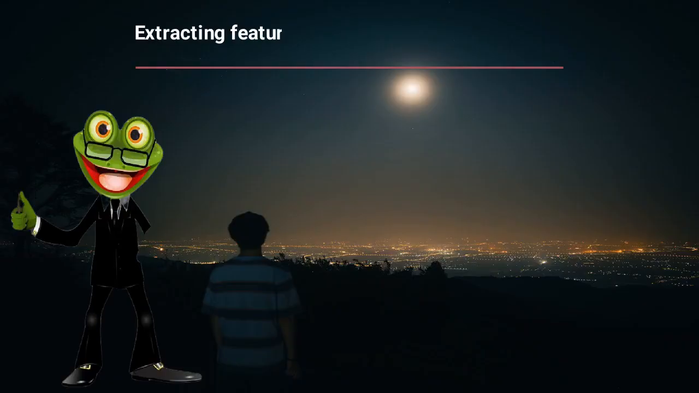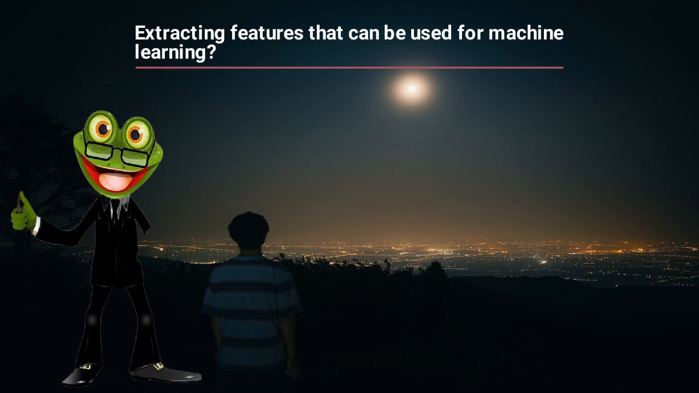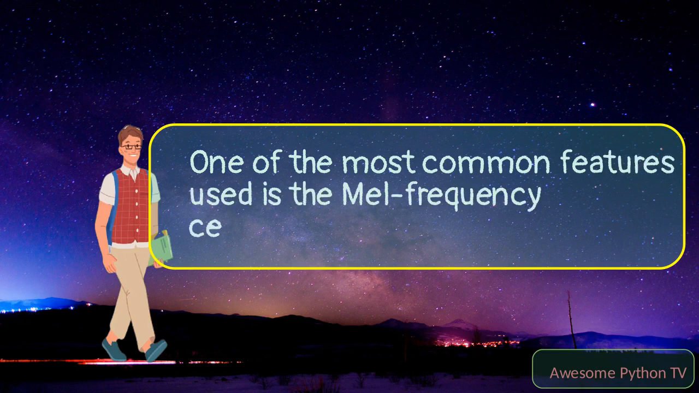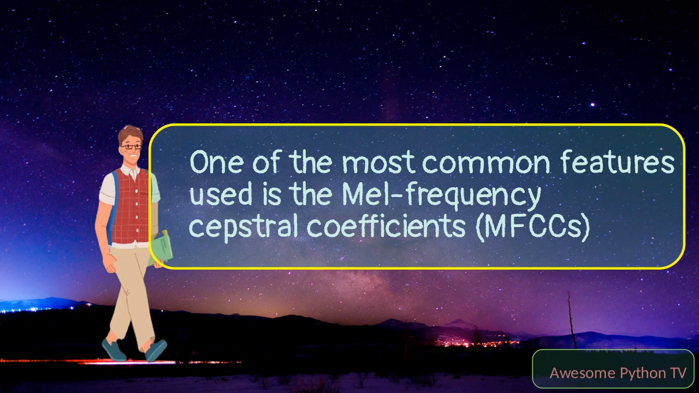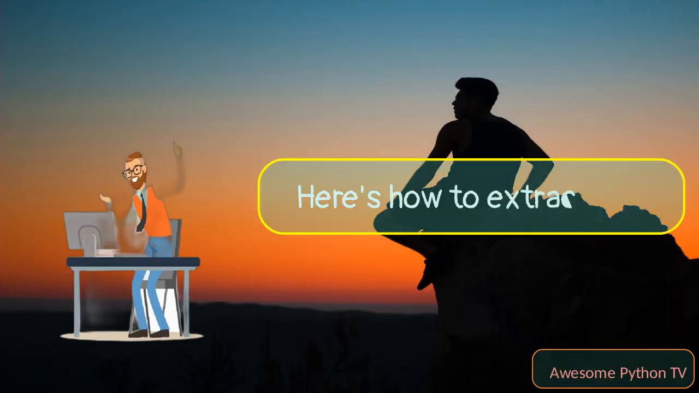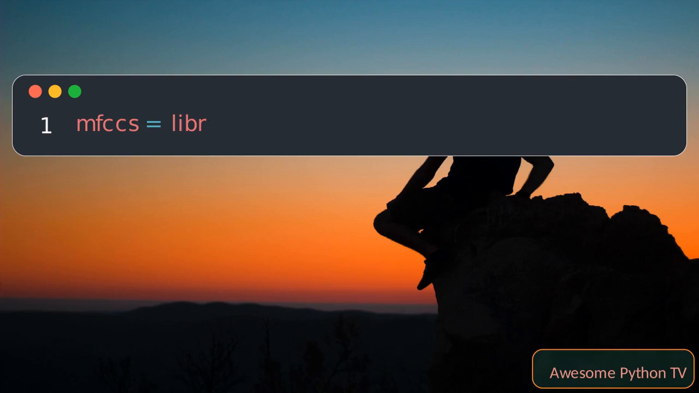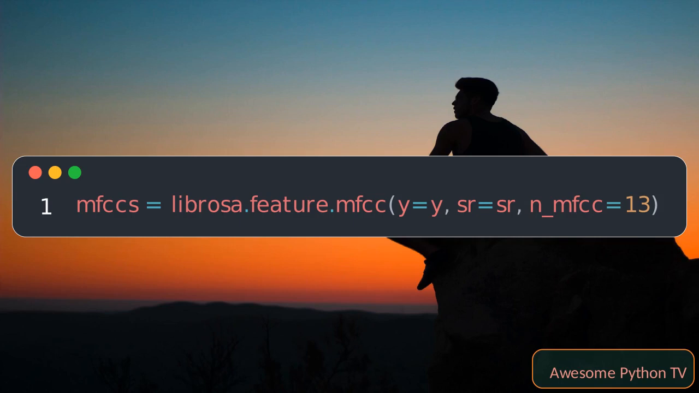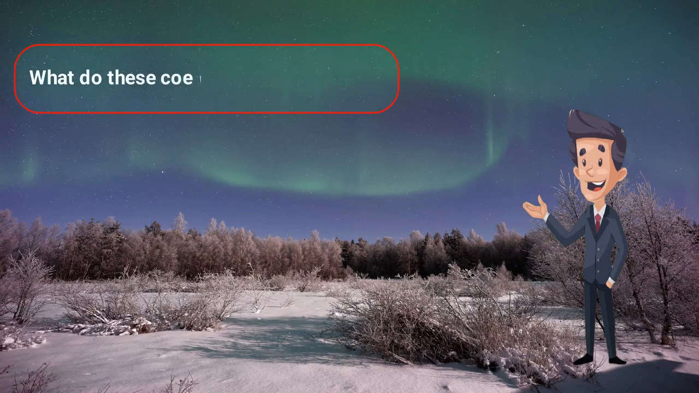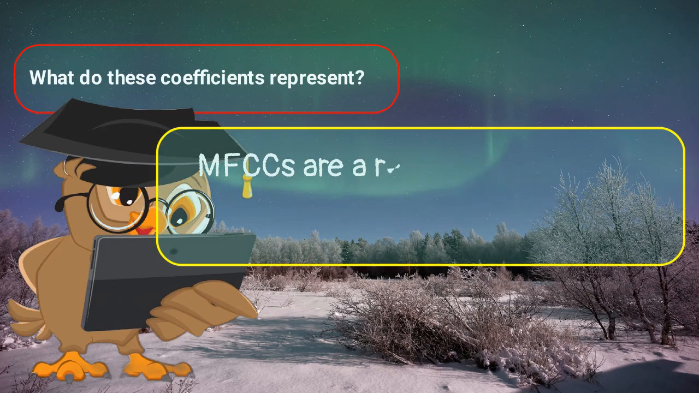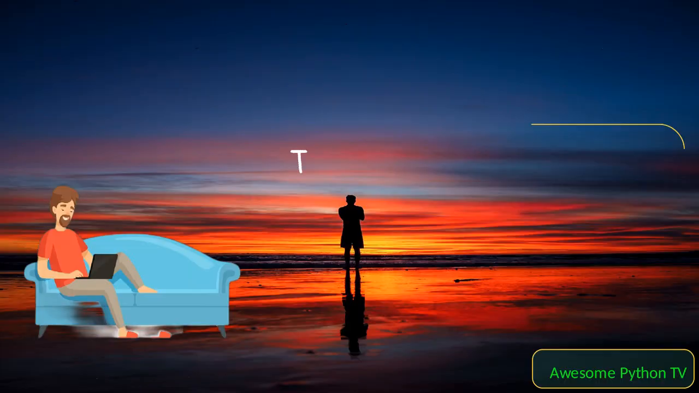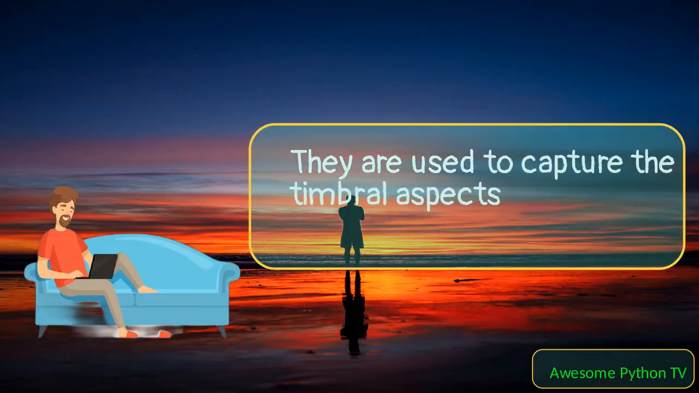This is exciting. How about extracting features that can be used for machine learning? One of the most common features used is the mel frequency cepstral coefficients, MFCCs. Here's how to extract them. What do these coefficients represent? MFCCs are a representation of the short-term power spectrum of sound. They are used to capture the timbral aspects of the audio signal.